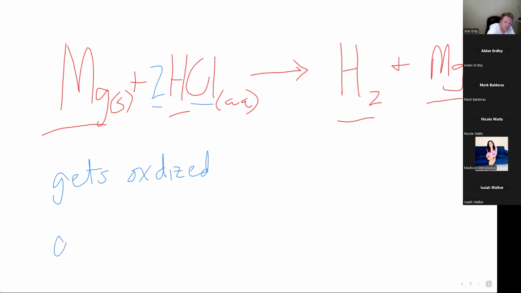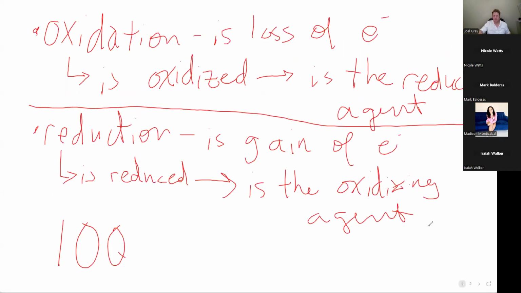And then which species gets reduced? Okay. So the species, if we were to bounce back, we'd say the species that gets oxidized undergoes oxidation. And something that undergoes oxidation loses electrons.